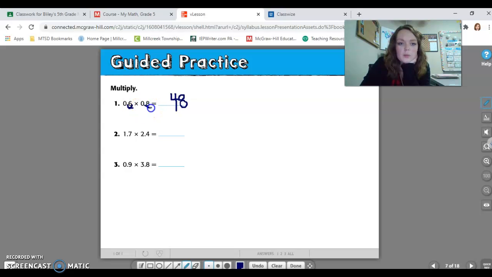So one time here and one time here, 1 plus 1 is 2. I'm going to go to the end of my answer and move 2 spaces to the left. 1, 2, and this is where my decimal goes. For number 1, my answer is 48 hundredths. Let's look at number 2.